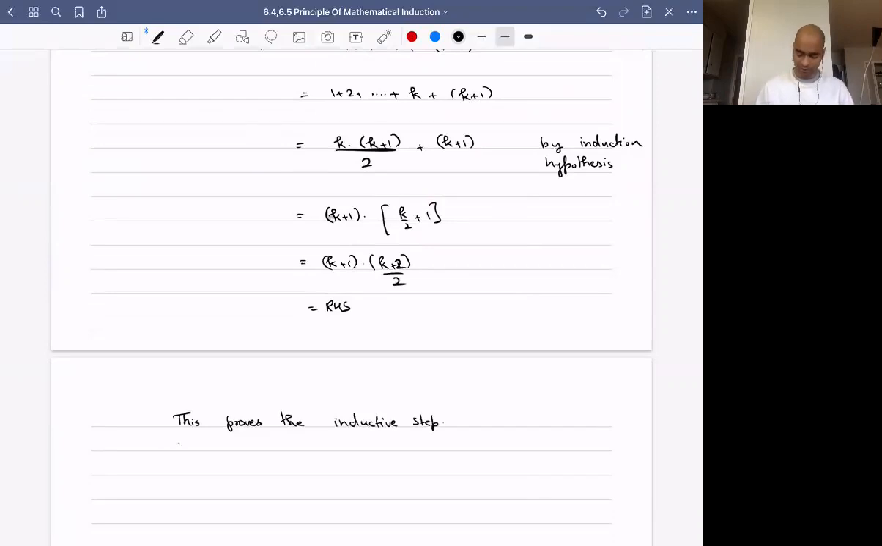Finally, because we have shown the base case and the inductive step, we are done by the principle of mathematical induction.